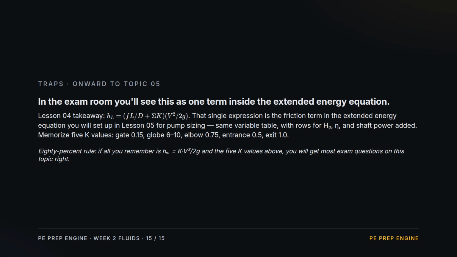In the exam room, this lesson becomes one term inside the extended energy equation in Lesson 5. Memorize 5 K values. Gate 0.15, globe 6 to 10, elbow 0.75, entrance 0.5, exit 1. 80% rule. Remember just h sub m equals K times the velocity head, and those 5 values, and you'll get most questions right. Onward to pump sizing.